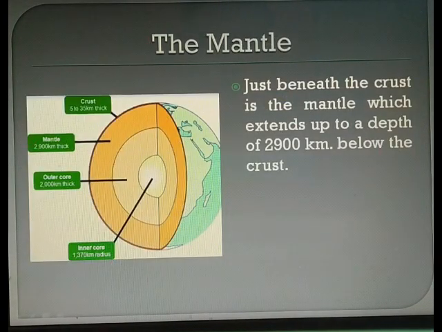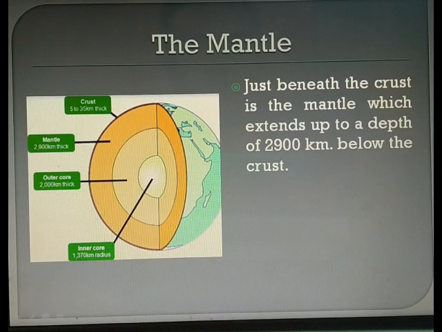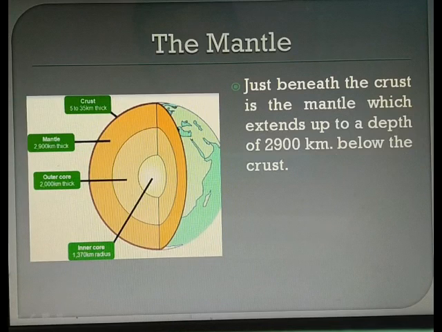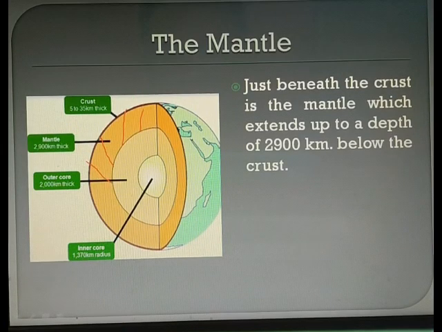Now let's come to the second layer, that is the mantle. Just beneath the crust is the mantle, which extends up to a depth of 2,900 km below the crust. So the mantle is about 2,900 km deep, starting from here, just below the crust. After the crust we have this yellow area. This part is the mantle, and the depth of this mantle is 2,900 km. It is also written here, 2,900 km.